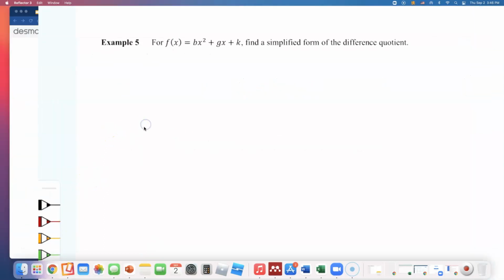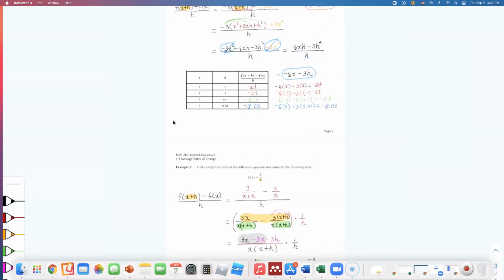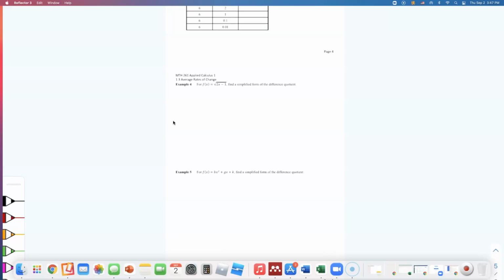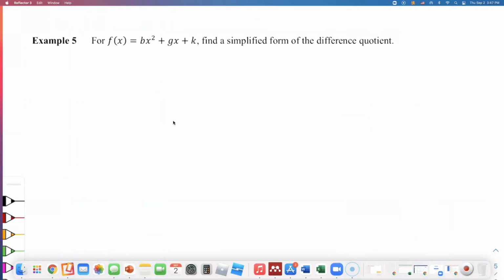I'm recording these on Thursday afternoon and probably Friday afternoon, but I did example 1 and 2, but I just wanted to jump to something else. So I'm going to go ahead and do example 5. This looks a lot like the daily problem that I assigned.